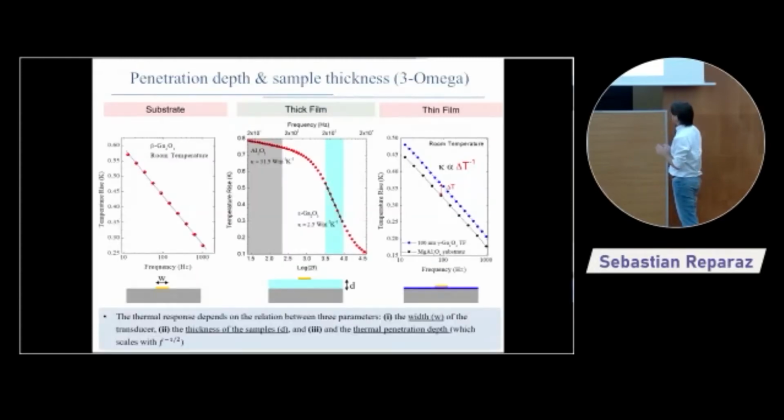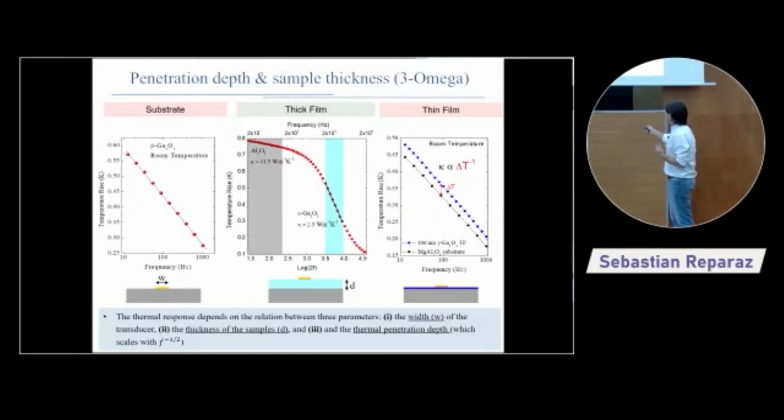So, I put 3 examples, and I start with this since I think I'm repeating myself too much. So one measurement in this case is beta gallium oxide. I will come back to this material later. And you see here that the temperature as a function of the frequency is linear, what I was saying before. You fit the slope, and with a very simple calculation, you get the thermal conductivity. This is actually very convenient.